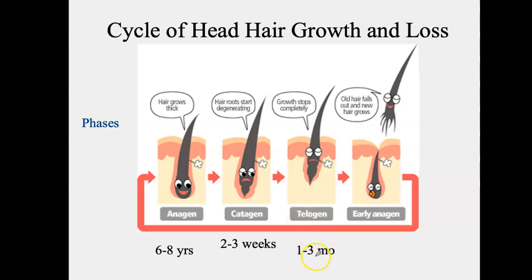And that could be anywhere from 1 to 3 months until it comes out in your hairbrush or in your comb. So it's grown, it starts to cat means degenerate, and then end, it's going to just fall out. It's going to fall out completely and end up in your hairbrush. And then you have an early anagen where that hair has now fallen out and a new baby one, that's a funny drawing, is going to start growing again. And so you cycle through this. You cycle through this with your hair.